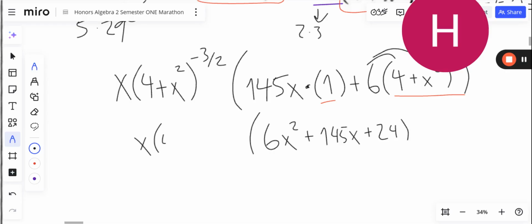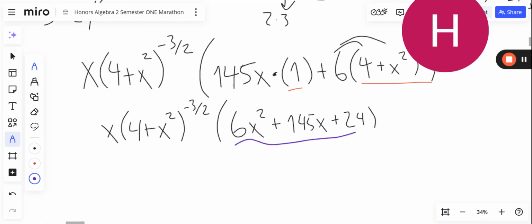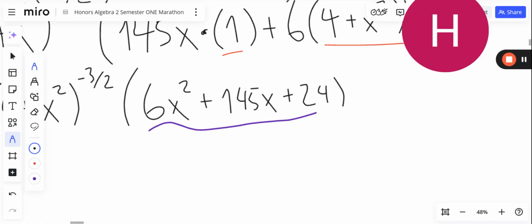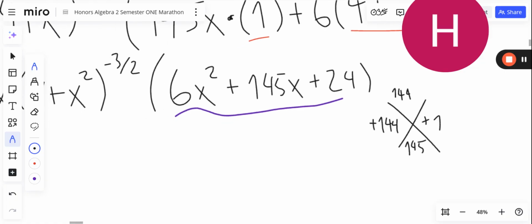And interestingly enough, this will factor down a little bit more. So we still have a little bit of work to do here. If we multiply 6 and 24 to get 144 and positive 145, we're looking for two numbers that multiply to make 144 and add up to 145. Of course, this is 144 and 1. So we're going to go ahead and split the middle term.